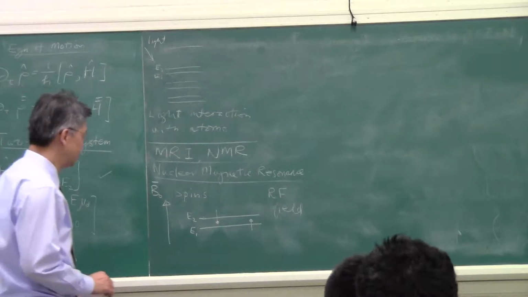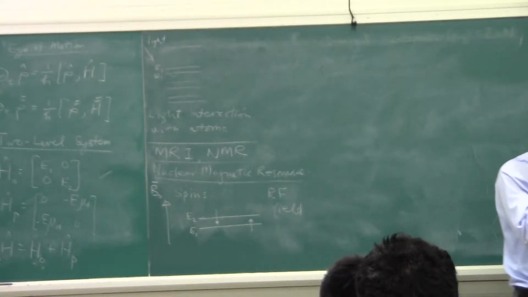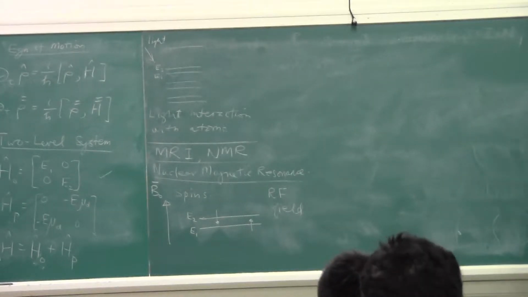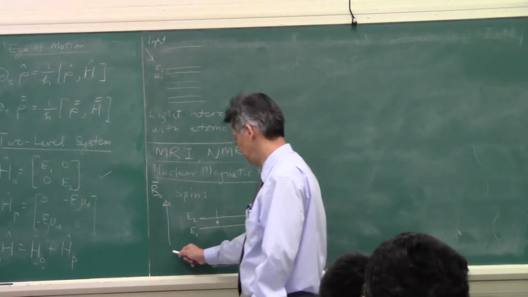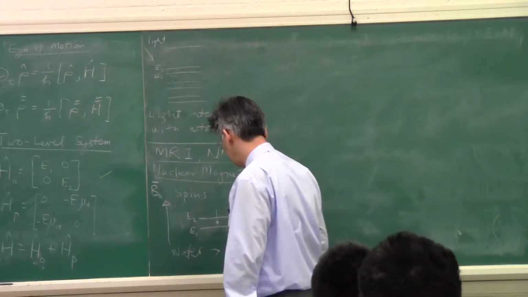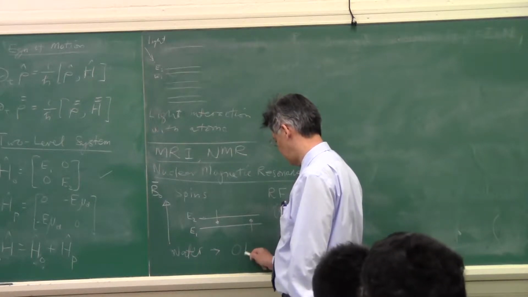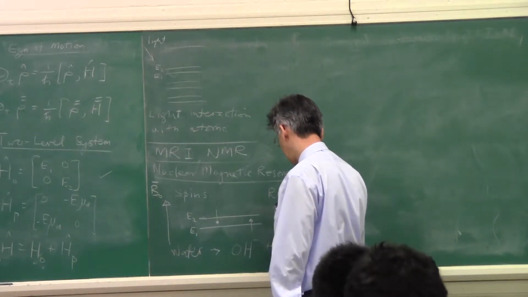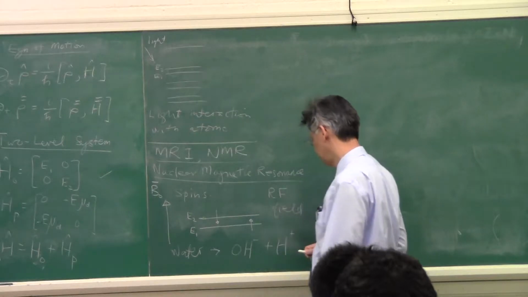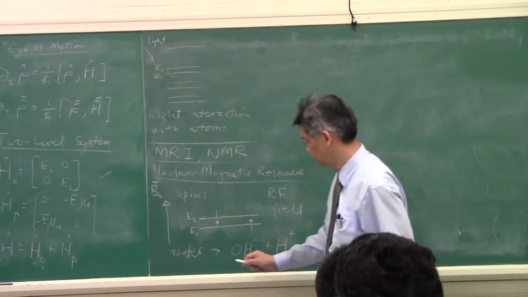Okay? And where do you find spins? Where do you find spins in this world? You can find plenty of them in water. If you have water in liquid form, then it will dissociate into OH minus plus H plus. Okay, you have this dissociation. Water is H2O.